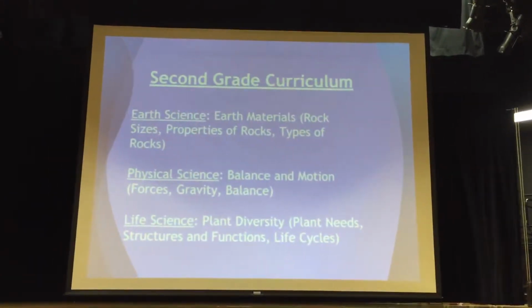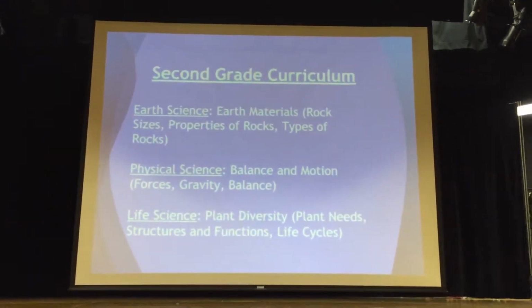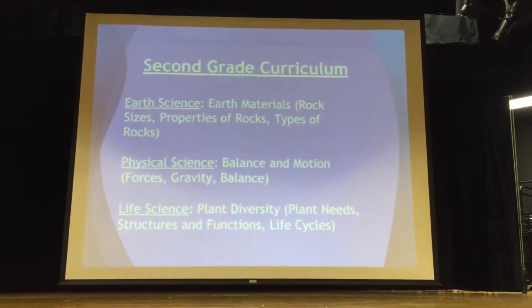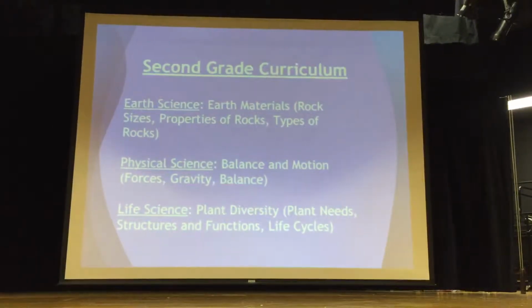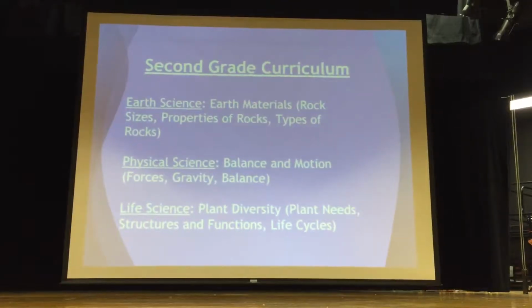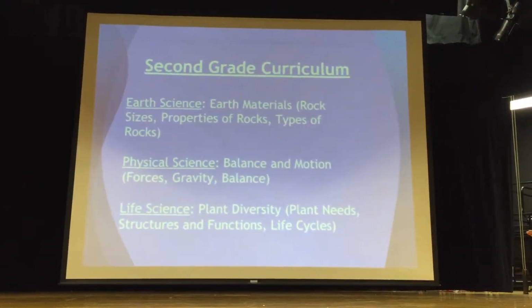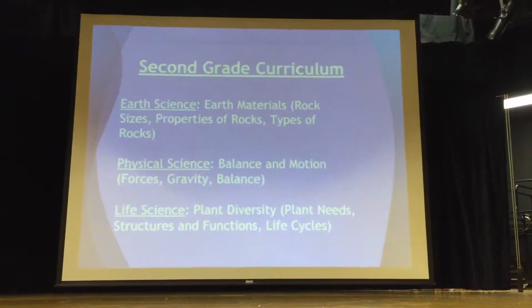Right now we're doing balance and motion, and they're developing an experiment about tops and what can make a top be more stable. And then in life science, they do plants in second grade. And we look a lot at, how do plants grow? Where do they come from? Because most of them know that seeds can grow plants, but what else? How else can plants grow? So they look into that.